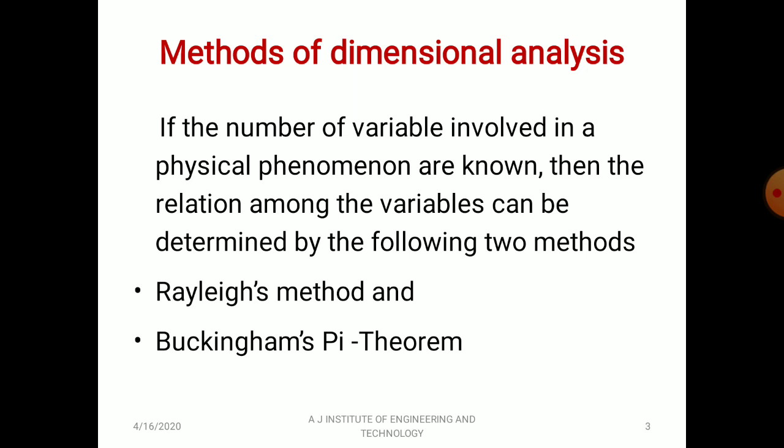There are two types of variable. First one is the dependent variable and second one is the independent variable. We can establish a relationship between dependent and independent variables using methods of dimensional analysis. That is, there are two methods, Rayleigh's method and Buckingham's pi theorem.